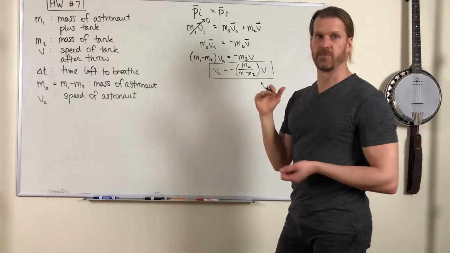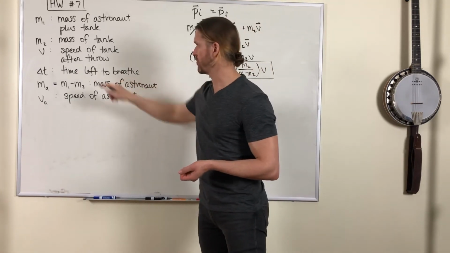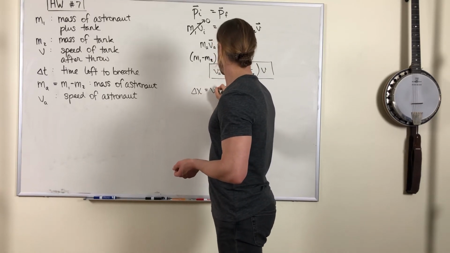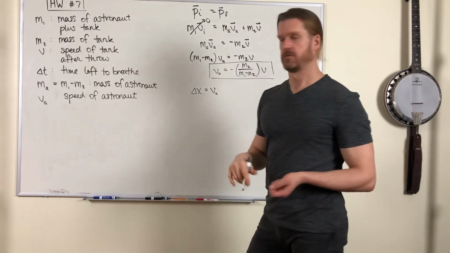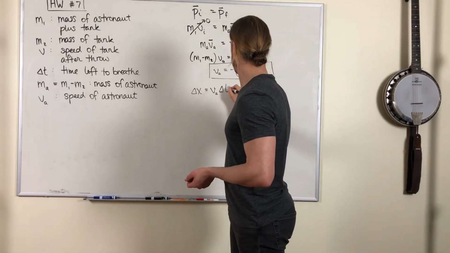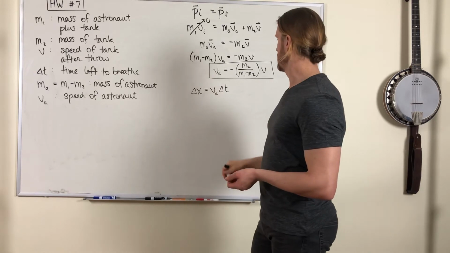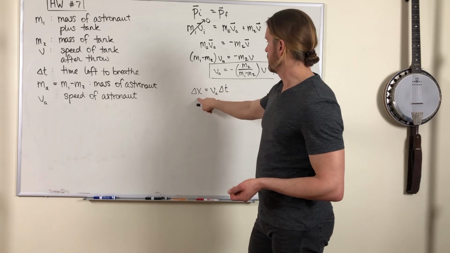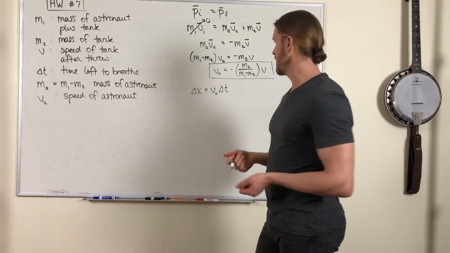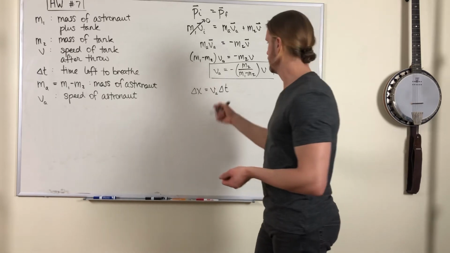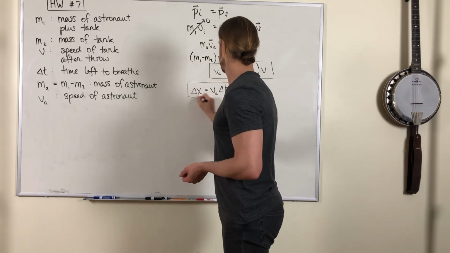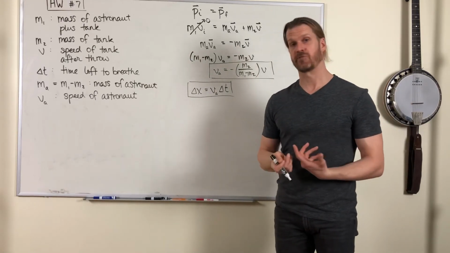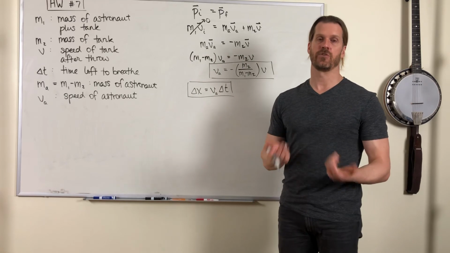Now, she's got to make it back to the spacecraft before she runs out of air to breathe. And the distance traveled is going to be the astronaut's velocity times time. So we'll see what that value of distance traveled is and whether it is sufficient for the astronaut to make it back to the spacecraft.